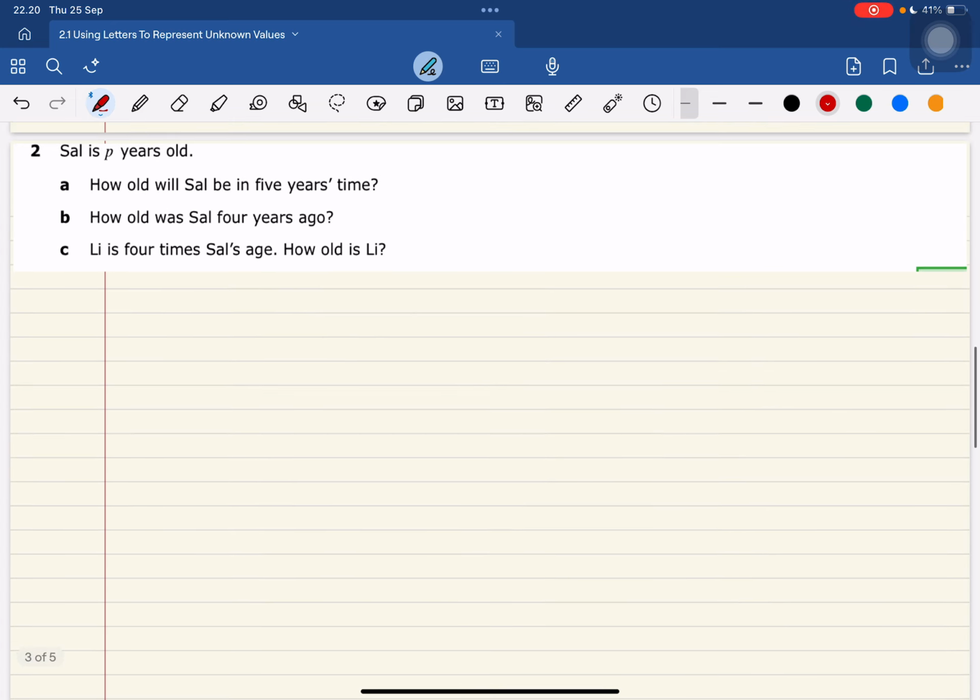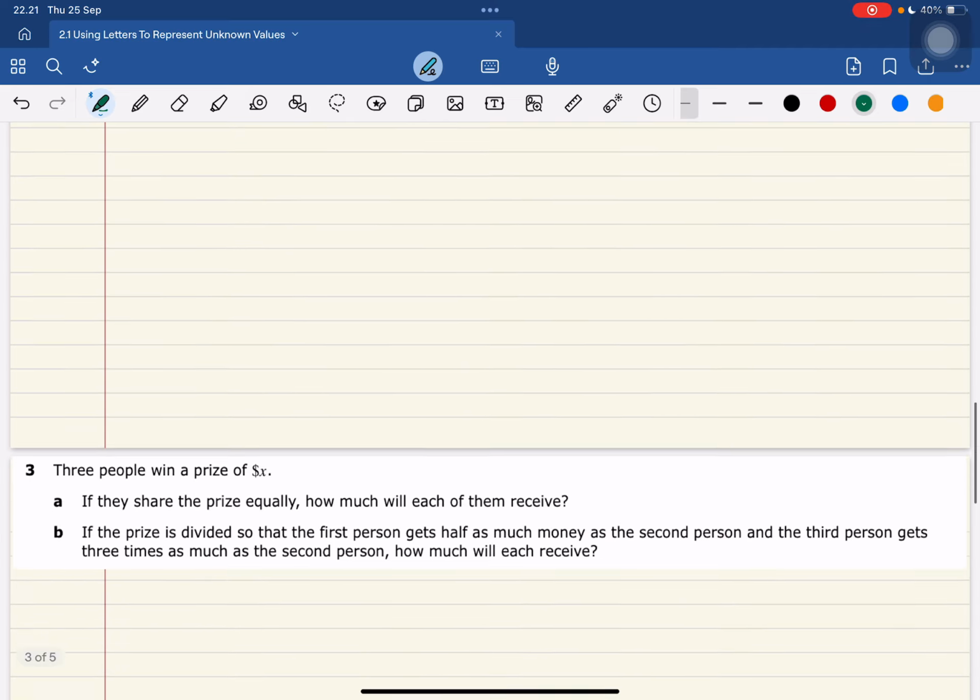Number 2, okay, Sal is P years old. How old will Sal be in 5 years' time? So it's going to be just P plus 5, because in 5 years' time. How old was Sal 4 years ago? It's going to be P minus 4. Lee is 4 times Sal's age. How old is Lee? It is 4P, because we don't know what P is.